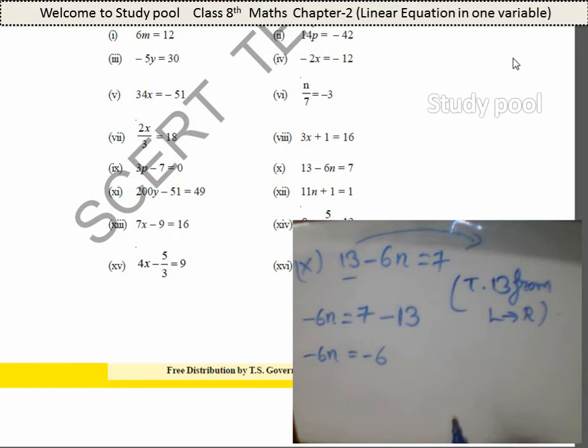Now what do we have to do? n is equal to minus 6 by minus 6. Why are we putting it like this? Because we are transposing minus 6 from LHS to RHS. Okay, so what happened? Minus 6 ones are minus 6. So n is equal to 1. You got n is equal to 1. Okay, did you get it? We'll see the next one.